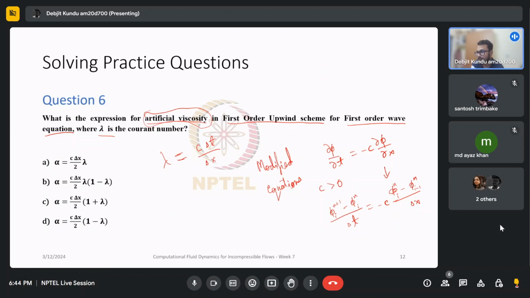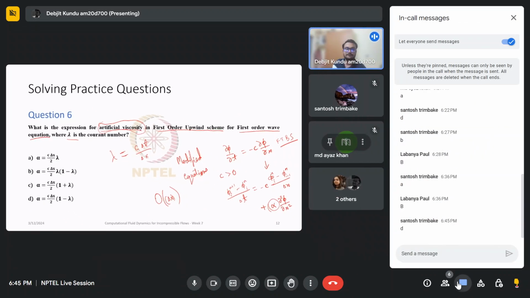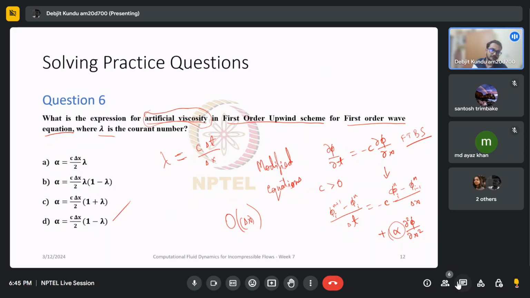So I'll give some more hints over here. Basically, due to the discretization scheme that we use, we actually introduce another term in the right hand side of the equation, which is given by this alpha into some second derivative of phi. This alpha is the artificial viscosity. What is the expression of that? It's no doubt order of delta x, because we have used an FTBS discretization over here, forward in time and backward in space, FTBS. So that's why the truncation errors are order delta x and delta t, but it has a dependency on the Courant number as well. Okay, so we have one response in favor of option D. Let's see what others have to say.